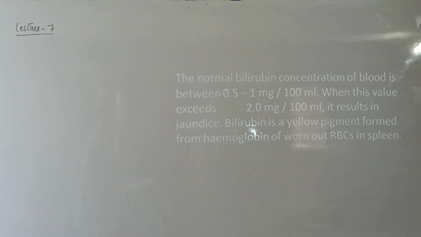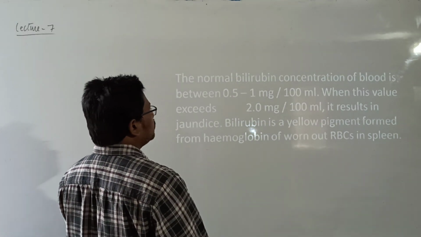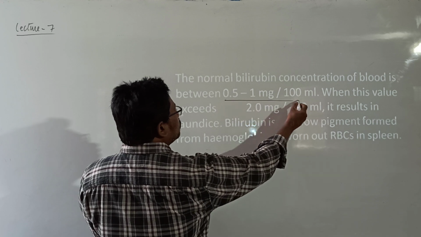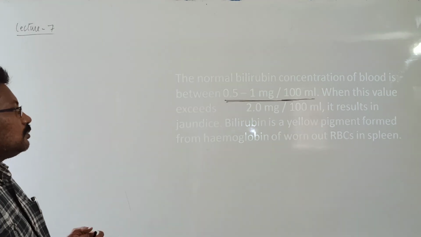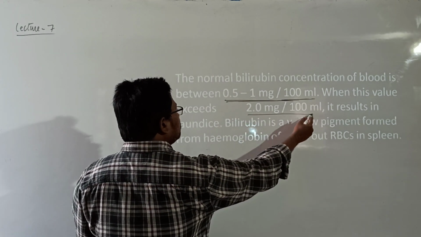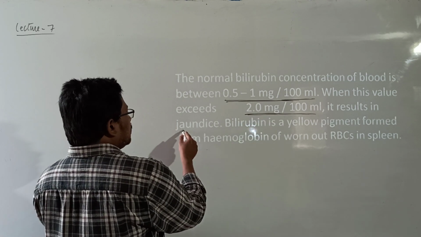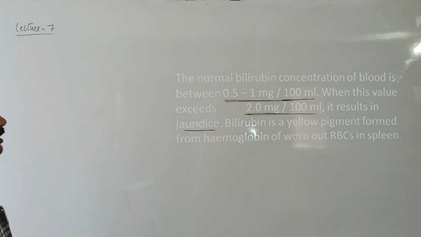Right. Now let us see, the normal bilirubin concentration of blood is around 0.5 to 1 mg per 100 ml. When this value goes beyond 2.0 mg per 100 ml, then the condition is called jaundice. Bilirubin is a yellow colored pigment formed from hemoglobin of worn out RBCs in the spleen, whereas biliverdin is green in color, and bilirubin is a yellow pigment.